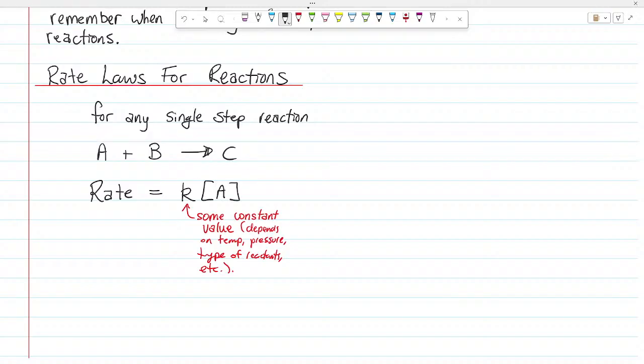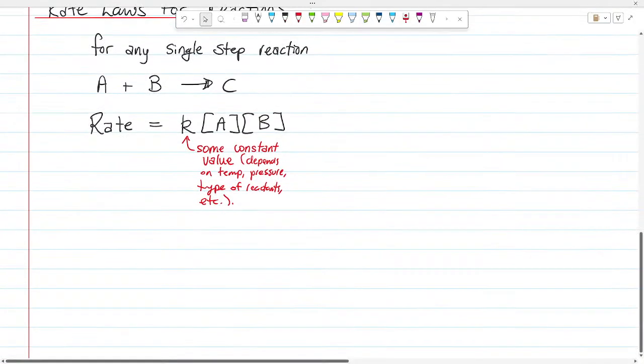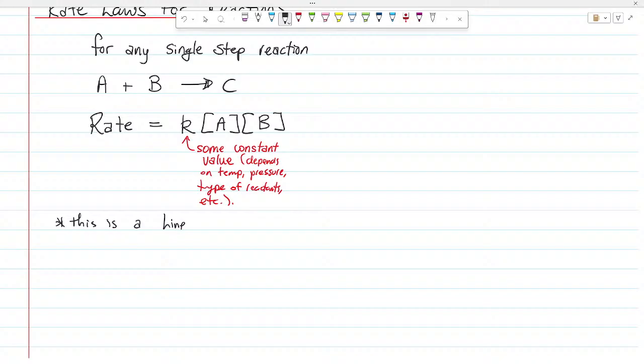And the other thing we'd say is, if I then also double the concentration of B, well, now the reaction should happen twice as often. And if I triple the concentration of B, it should happen 3 times as often. In other words, it's linear with respect to concentration. So we could say that. Does that make sense? This is a linear relationship.